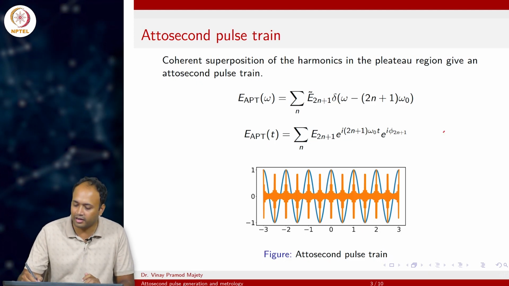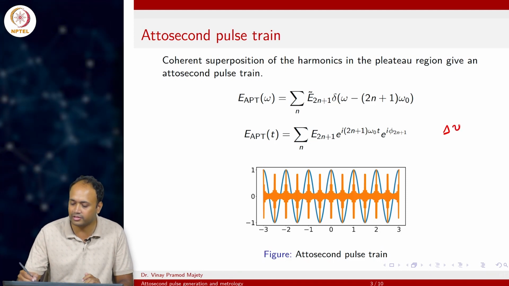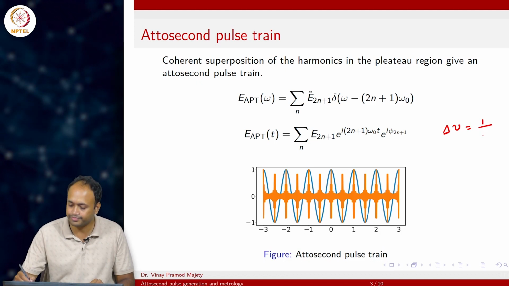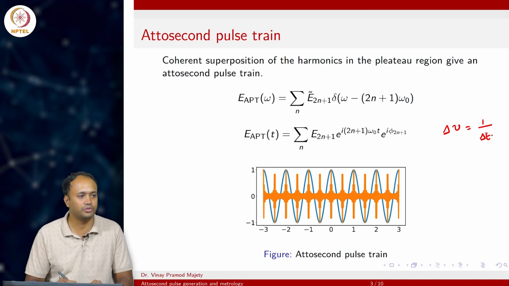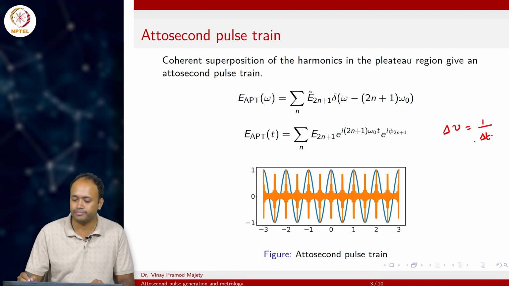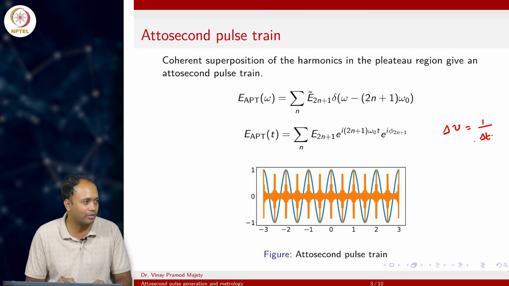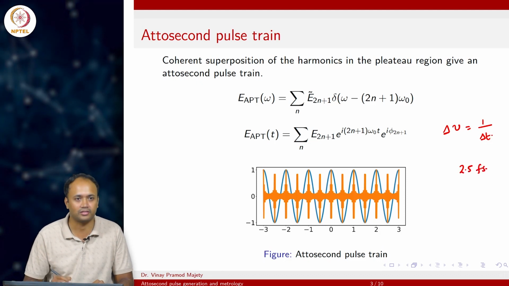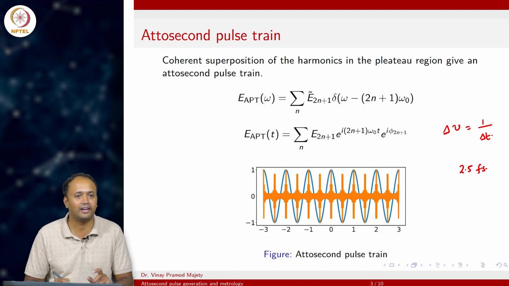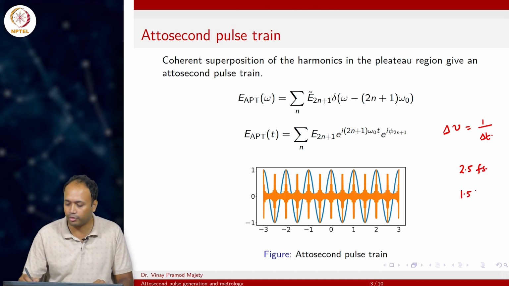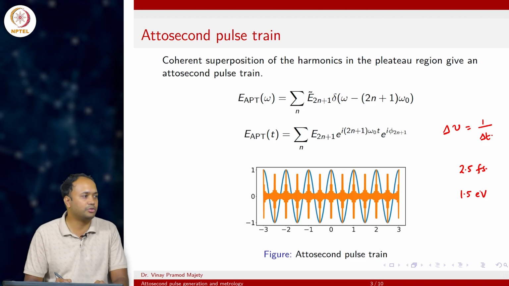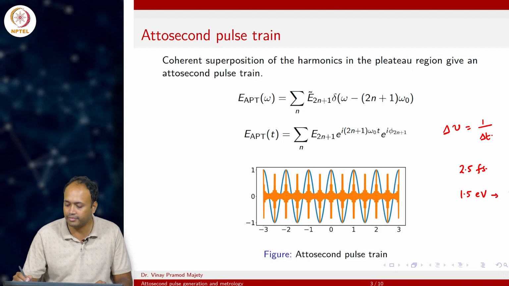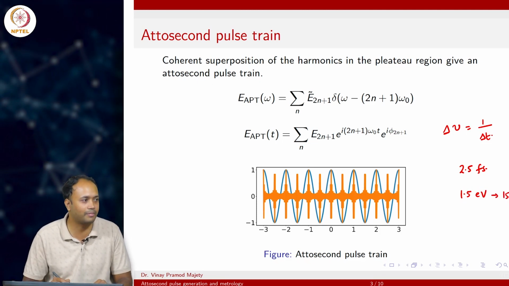If you look at the simple inverse relation between the width in the frequency domain versus the temporal domain, you see this relation. Let us say I have a femtosecond pulse, an 800 nanometer pulse, and the duration is maybe 2.5 femtoseconds, and this corresponds to a delta nu, the photon energy, of about 1.5 eV. Now, if you generate high harmonics, let us say a 10th harmonic or a 20th harmonic, its energy is going to be 15 eV. I am just giving you some approximate numbers.